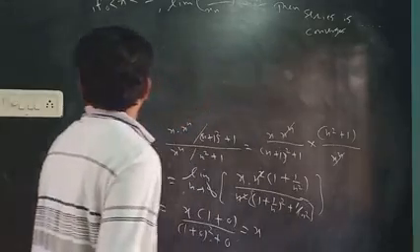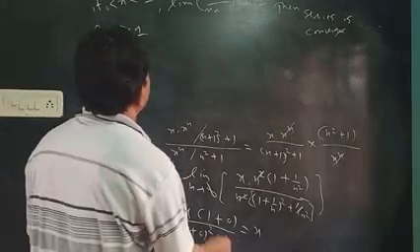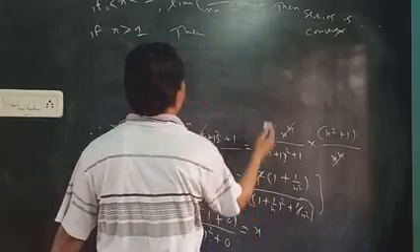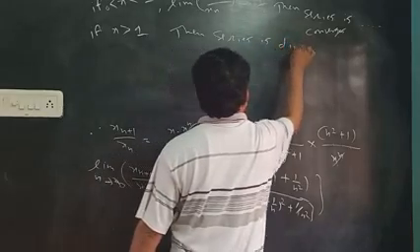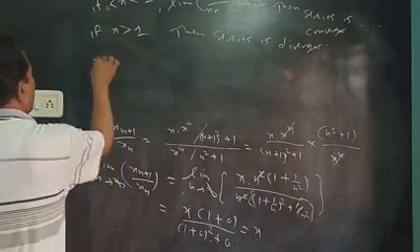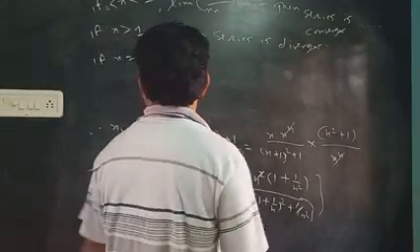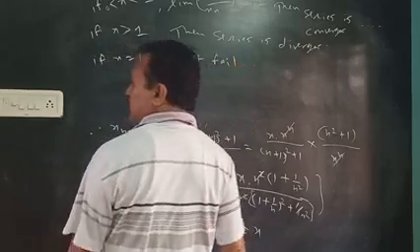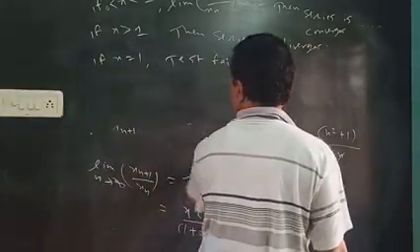Second chance, x is greater than 1. The limit is x, greater than 1, so the series diverges. Now if x equals 1, the limit will be 1, then the test fails. So this test fails. So apply any other test to check.